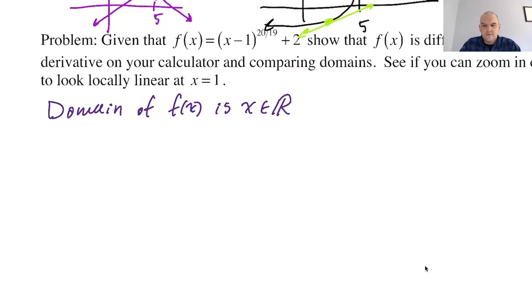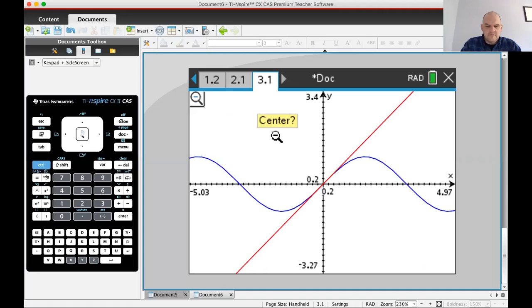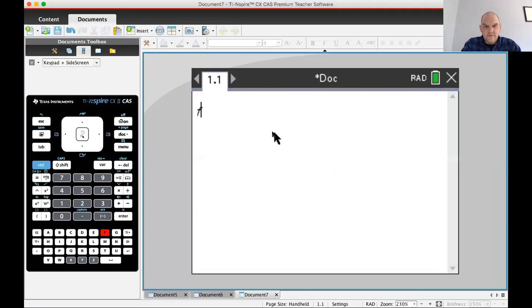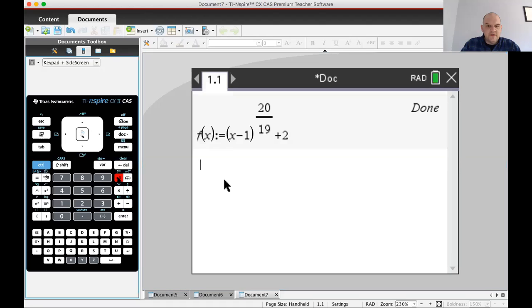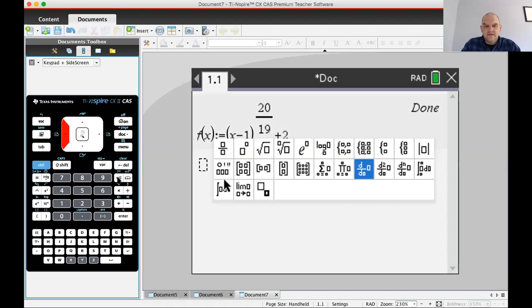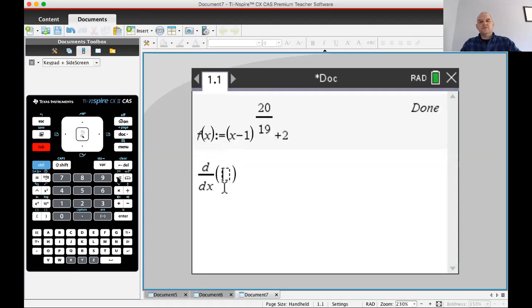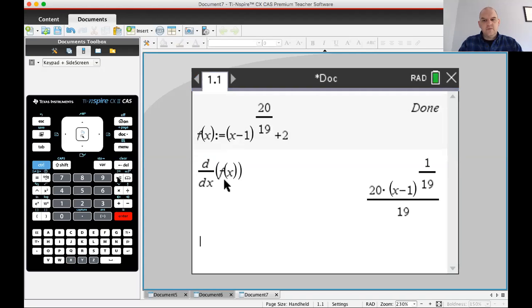So pop over to the calculator. I'm going to start a new document. F of x is quantity x minus 1 to the 20 over 19, which is kind of weird, plus 2. Okay, let's have the calculator find the derivative. So template, and then find it. X is the independent variable, so you punch that in, f of x, press enter.